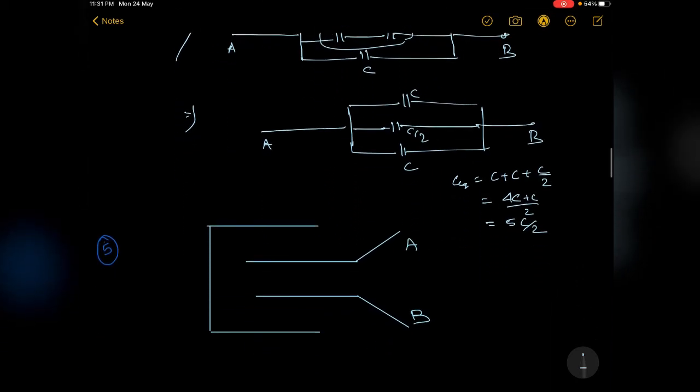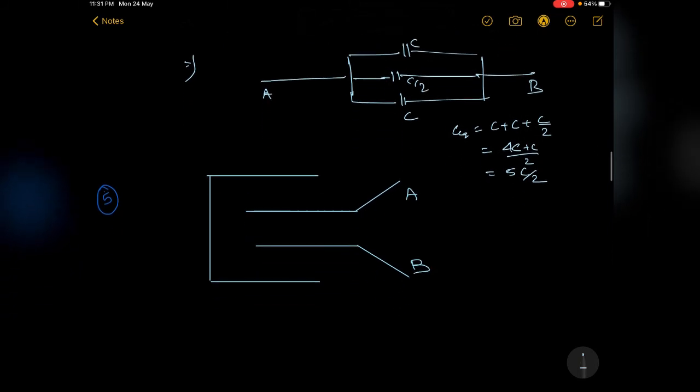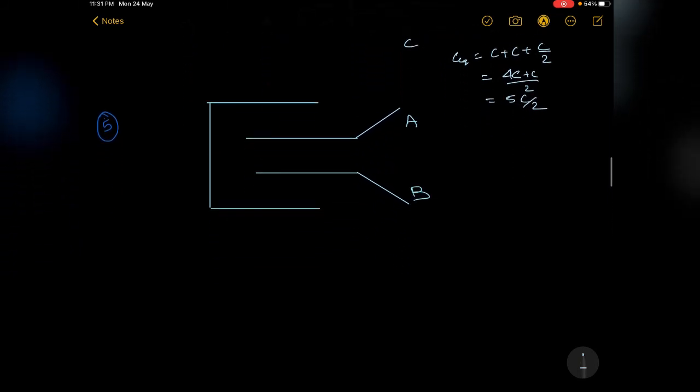Let's move to the next question. Here, let's name plates. This is one plate, 1, 2, 3, 4. Four plates are there. Look, this is the connection between 1 and 4. So 1 and 4 are connected. That means they are at the same point.